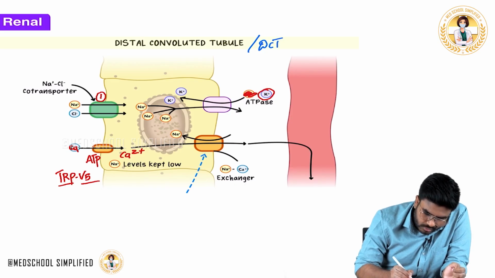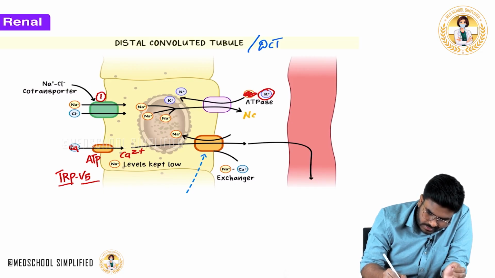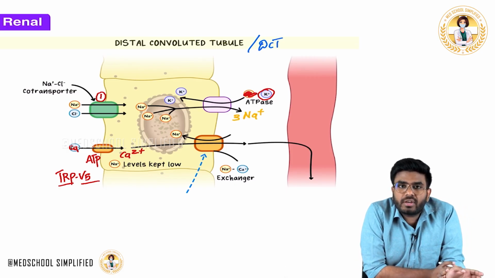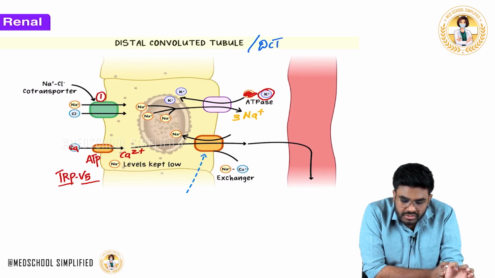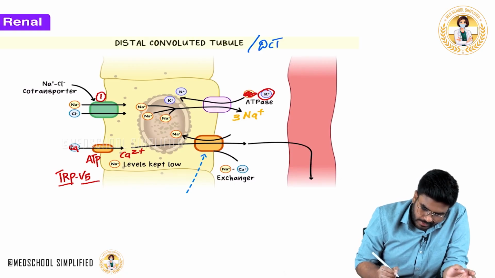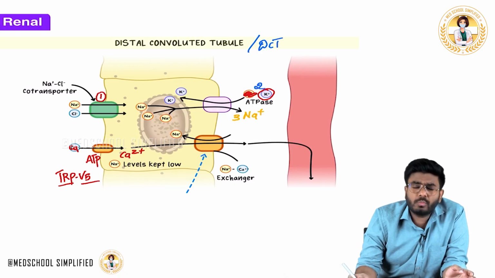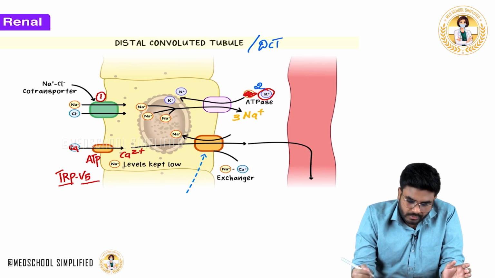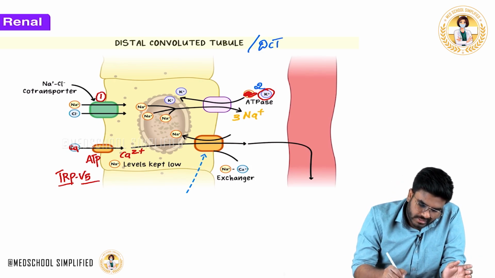And what is happening to the sodium? These 3 sodium ions are coming out of the cell. So what is the name of this transporter? Your favorite transporter. It will come everywhere, it's there in every part of the body. This is sodium potassium ATPase, which moves 2 potassium ions into the cell and takes 3 sodium ions out of the cell.